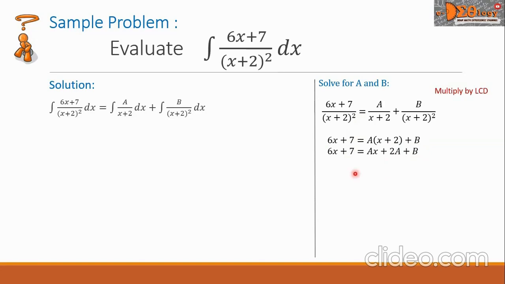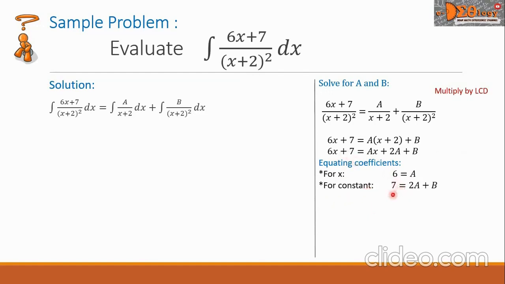Simplifying the right side, we will get ax plus 2a plus b. This is now our working equation. To solve for a and b, we are going to equate coefficients. Let's begin with the coefficients for x. On the left side, the coefficient is 6, and this is equal to the coefficient of x on the right side, which is a.